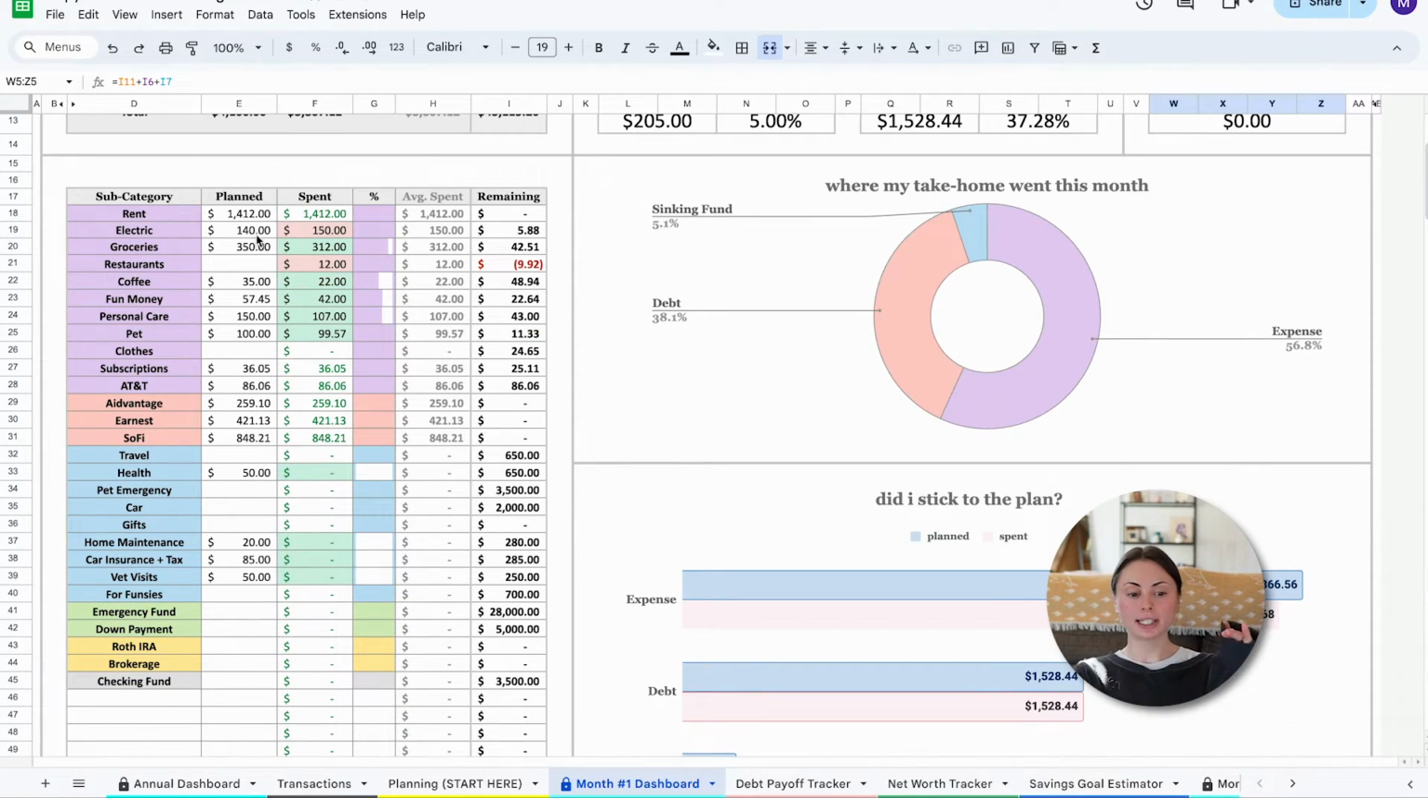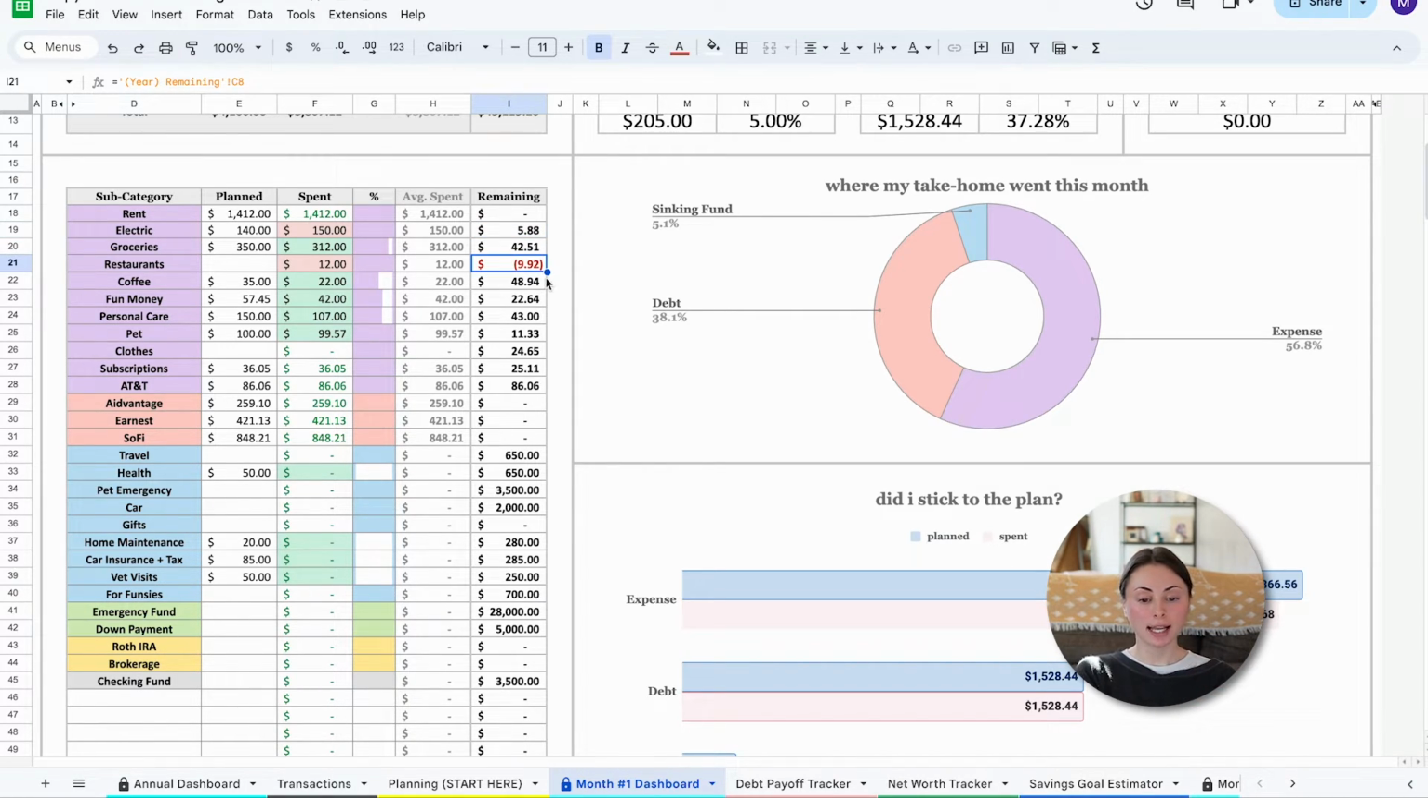And then lastly, I'll dig into my specific categories. So right off the bat, I have a couple red items. I spent more in my electric than I planned for, but since I had a little bit remaining in my starting amount, it's positive. So I'm actually just gonna leave that one alone.